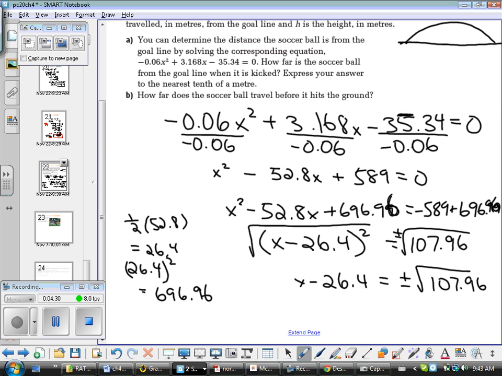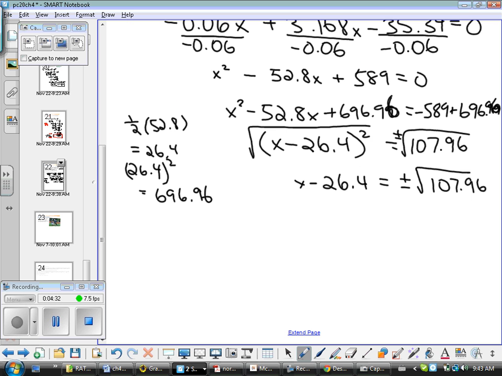So we have x minus 26.4, so x equals 26.4 plus or minus the square root of 107.96.